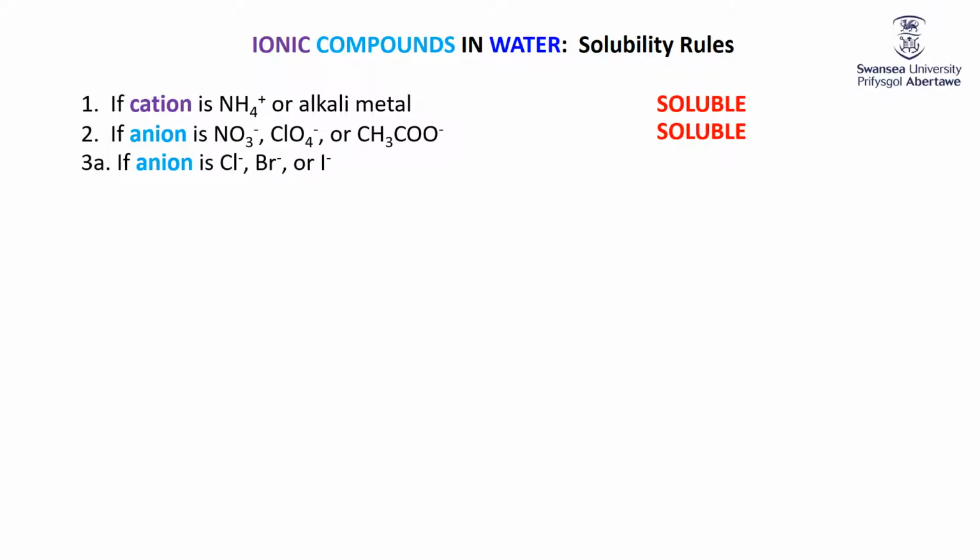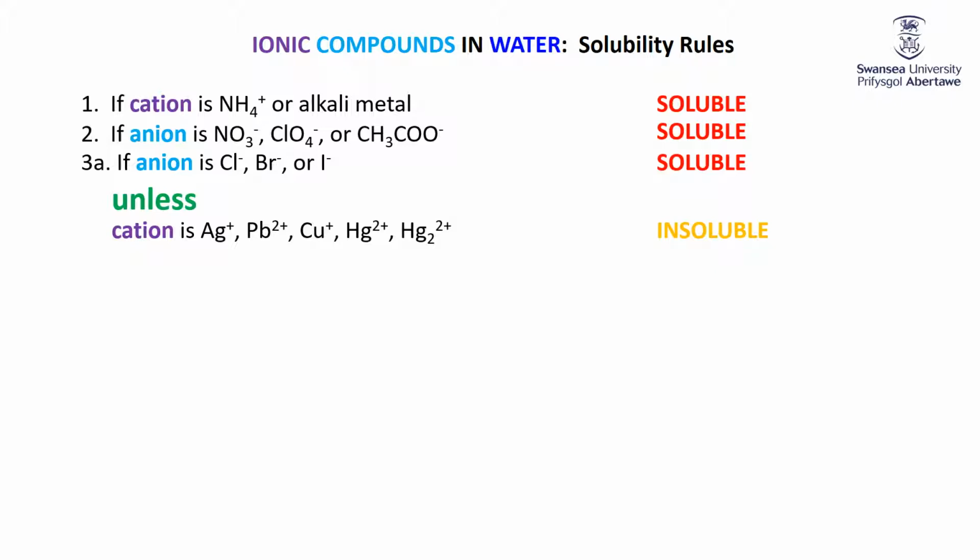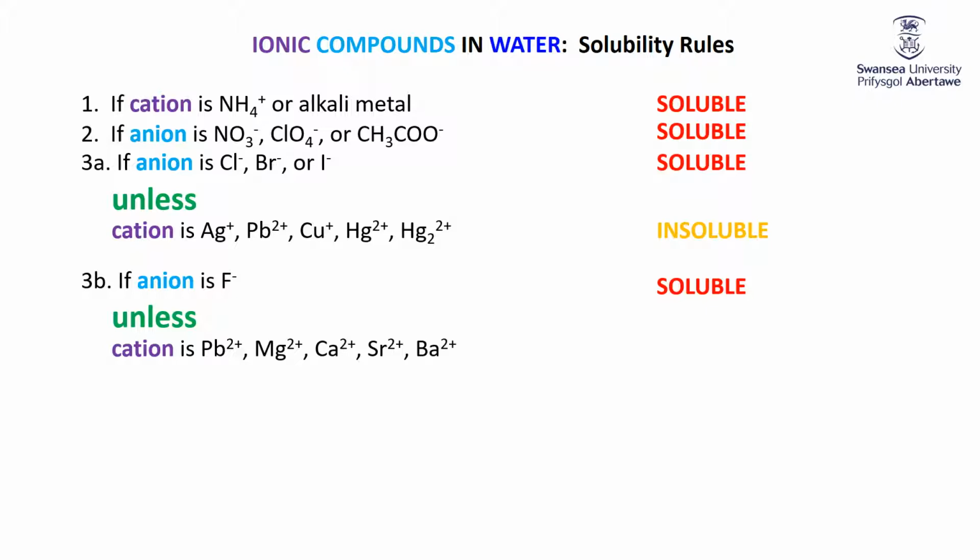3a, if the anion is chloride, bromide or iodide, so you've looked at your ionic compound, you've said, what's my cation, what's my anion? If the anion is chloride, bromide or iodide, it's soluble, unless the cation is silver, lead, copper 1+, Hg2 2+ or mercury, essentially silver, lead, copper 1, or mercury, in which case it's insoluble. If the anion is fluoride, it's soluble unless the cation is lead, magnesium, calcium, strontium, or barium. So some interesting little issues there.